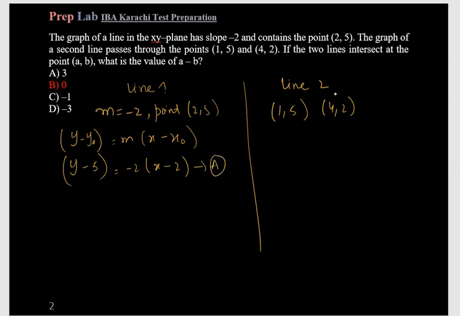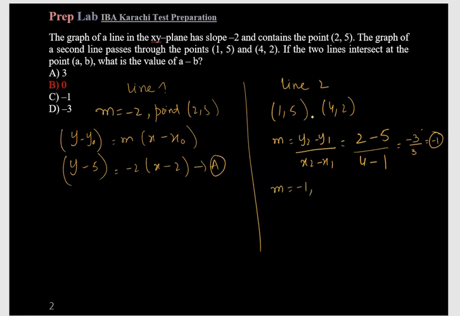Now how will we find the equation of line 2? First we have to find the slope: y2 minus y1 over x2 minus x1. So y2 is 2 minus 5, over 4 minus 1. So -3 divided by 3. So -1 is the slope.